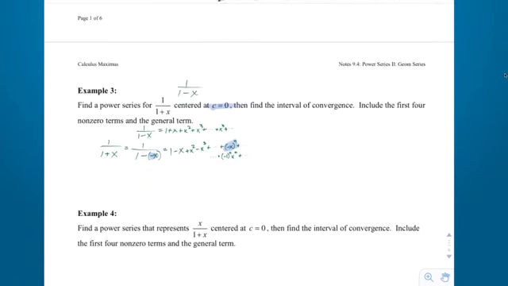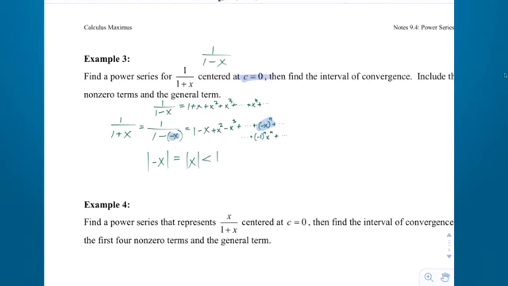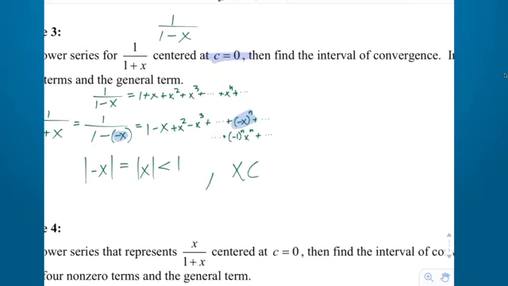Oh, it says to find the interval of convergence. What do you think the interval of convergence still is? Yeah, it's still the same thing, because if negative x is our ratio, this is going to converge when the absolute value of negative x, which is equal to the absolute value of x, is less than 1. And we know then by the same reason that the other one is it's going to converge from negative 1 to 1. So that's the interval of convergence. Non-endpoints, they're not included.